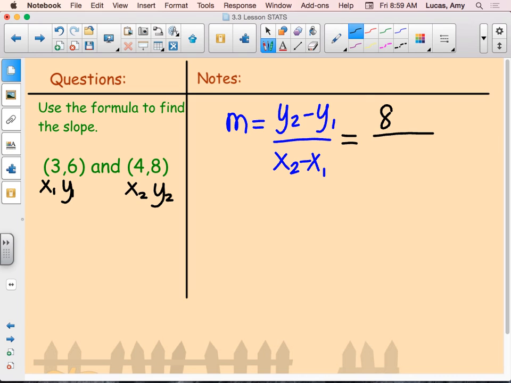That one for me is 8. And then it's very important to recognize that you're subtracting here. I subtract y1, which is 6. Moving to the bottom of the fraction, x2 is 4, and I subtract x1, which is 3. Now I just need to simplify my fraction. 8 minus 6 is 2. 4 minus 3 is 1. 2 divided by 1 is 2. If your slope divides evenly, divide it.